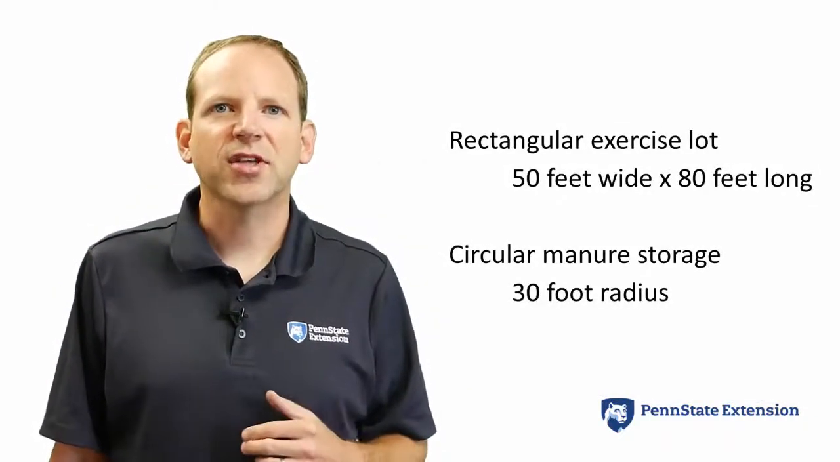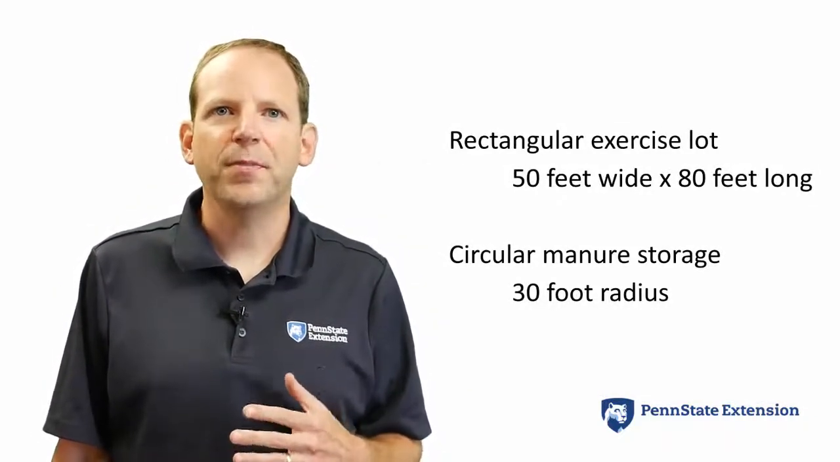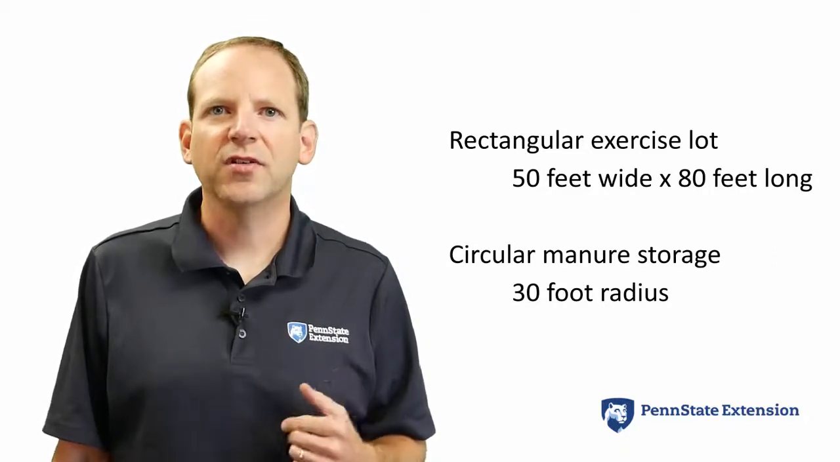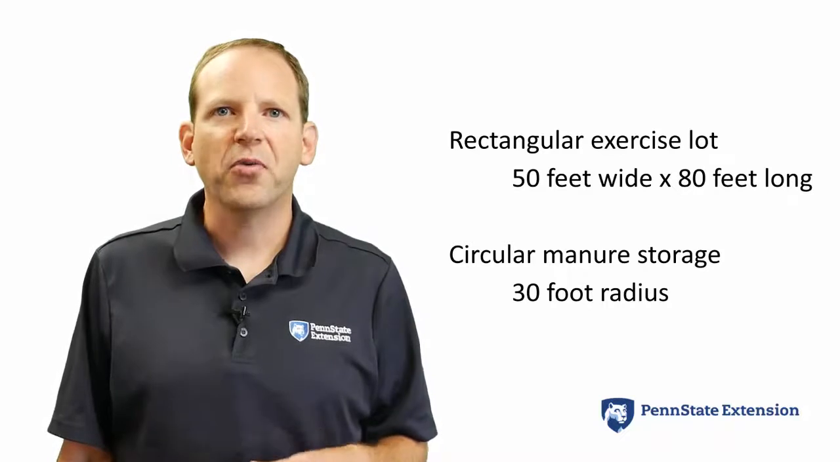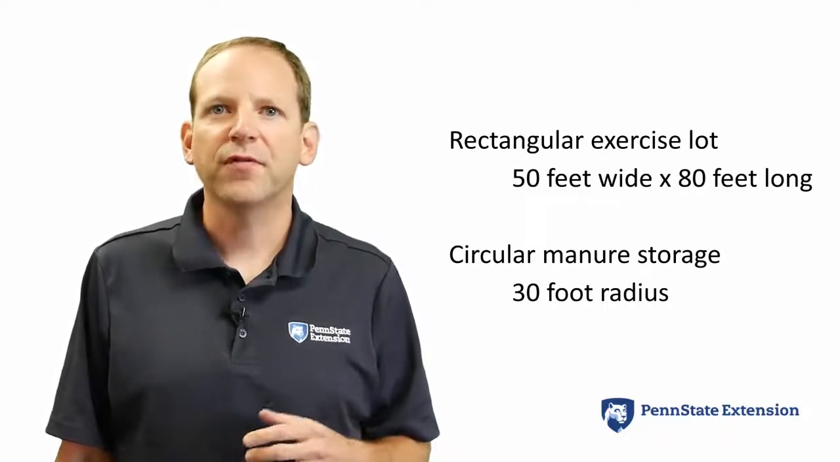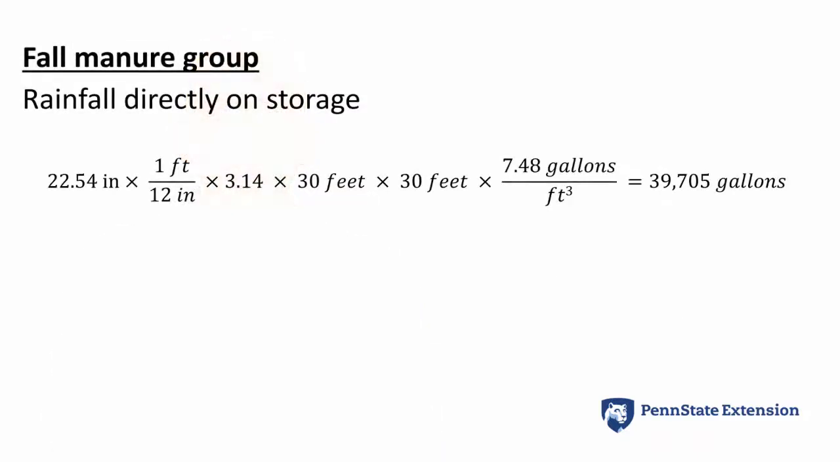In our example scenario, let's say that a concrete exercise lot with dimensions of 50 feet by 80 feet has runoff directed to the storage. The circular manure storage that receives rainfall without evaporation has a 30-foot radius. Let's calculate the rainfall additions for the fall manure group. We previously calculated the depth of rainfall without evaporation directly on the circular manure storage during the collection period from April through September was 22.54 inches.